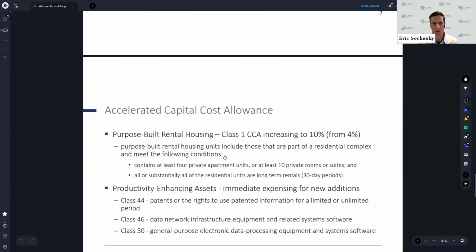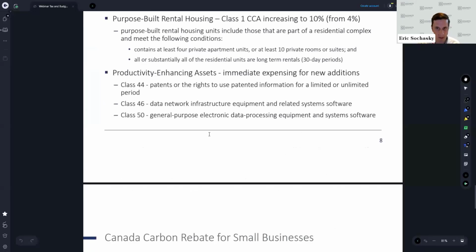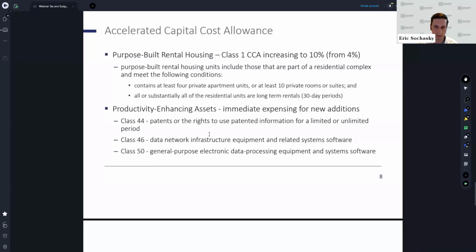Yeah, a lot of people are looking at different ways to diversify their investments. We hear a lot about people buying rental properties or building rental properties. Well, there's been some changes to help encourage that. It might be a minor change, but it's something, and this is related to purpose-built rental housing.